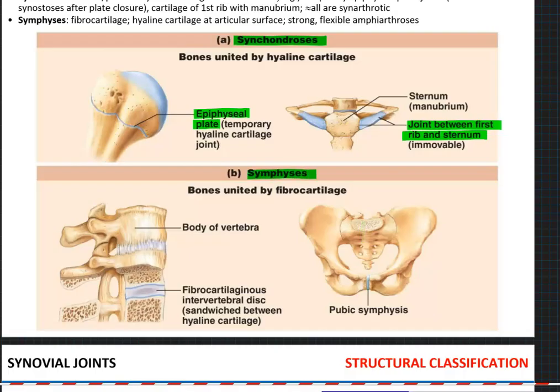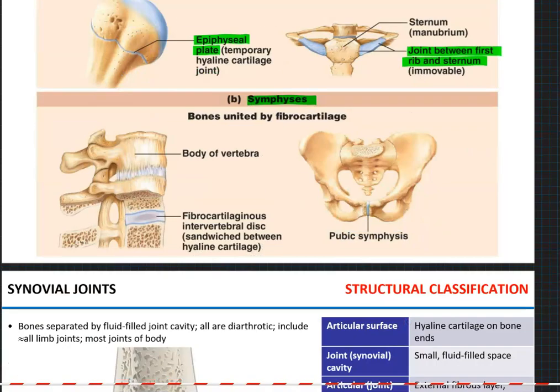Symphysis. The difference from synchondrosis is that the bones are connected by fibrocartilage. So effectively, we're talking about all intervertebral discs. Those are all symphysis joints. And pubic symphysis. Okay, sounds good so far? Nice.